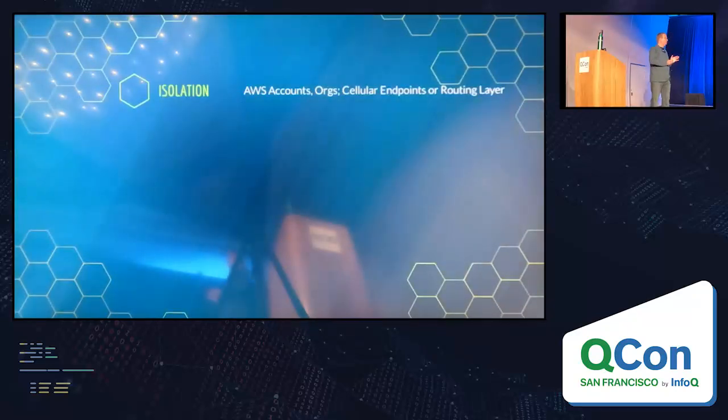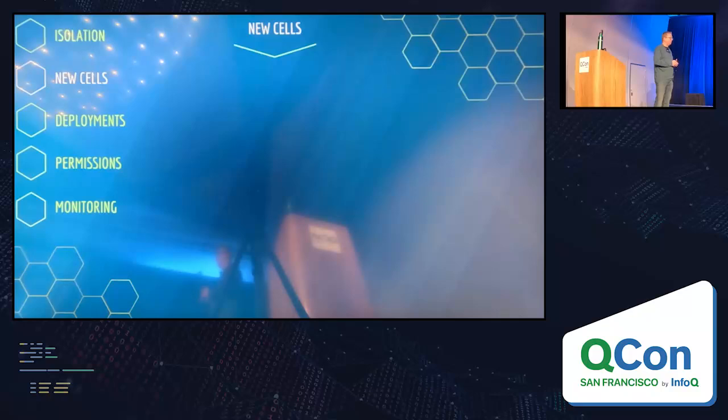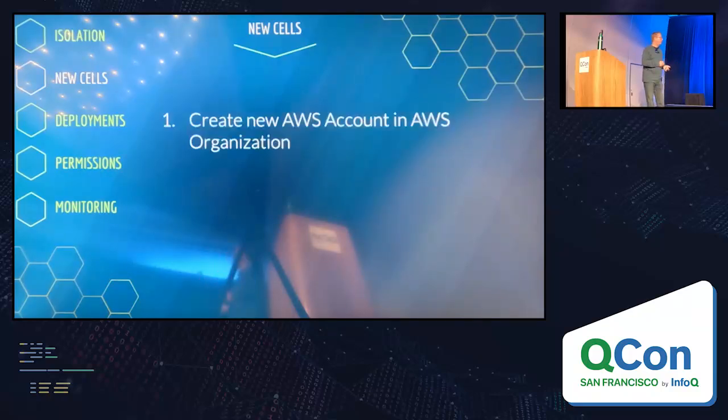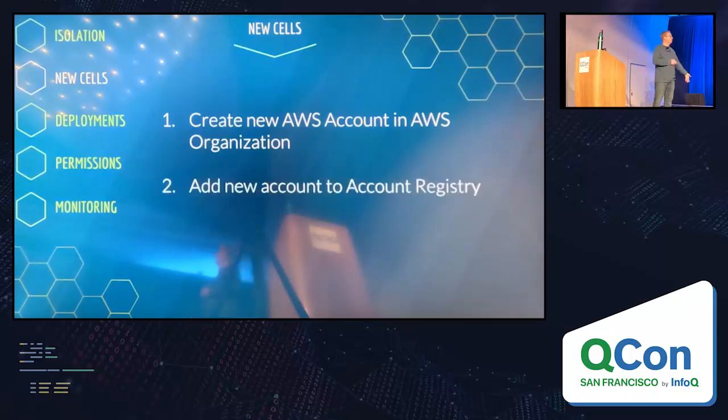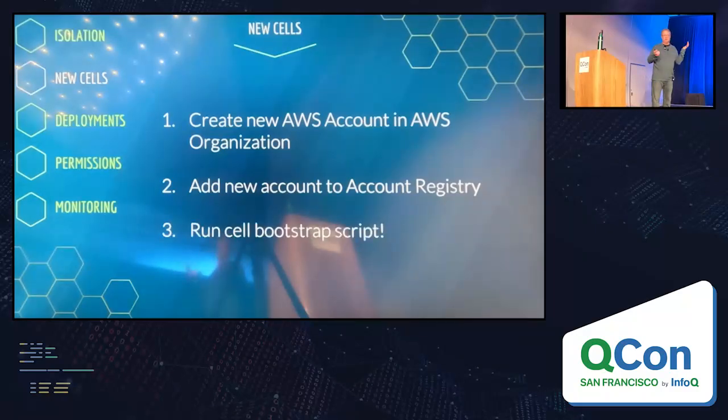Okay, so that's isolation. We solved it with AWS accounts and AWS orgs, and then either cellular endpoints or a routing layer. We'll move on to new cells. This one's going to be really fast based on the building blocks that we talked about earlier. All we have to do is create a new AWS account in our organization, add that to our account registry, and then run our cell bootstrap script, and that's it, and we have a new cell.